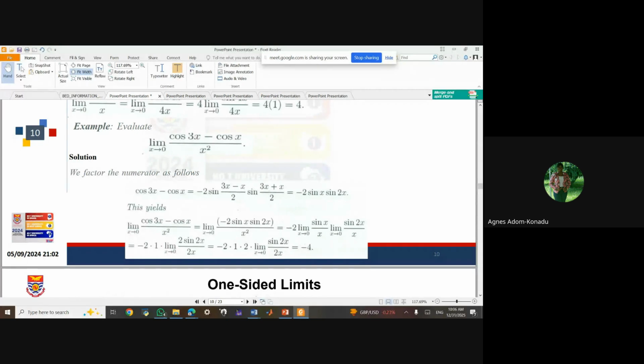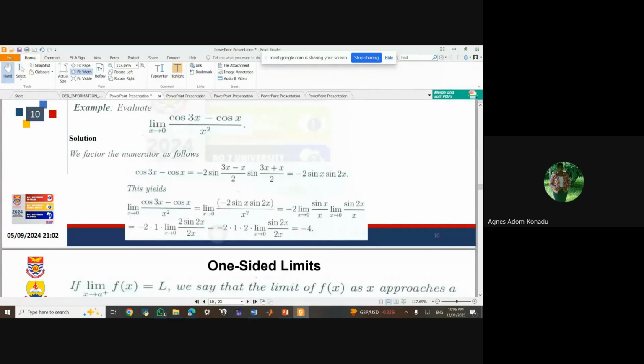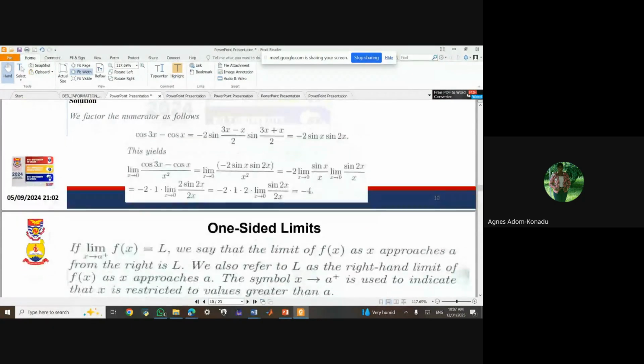The limit as x approaches 0 of cos 3x minus cos x over x. Here we have to use some angles. So please, you can take your time to look at this one. This we have triple angle and others. So I'm giving this one to you as an assignment. The solution is here, but I want you to go and revise your compound angles, triple angles, and then half angle. Then you apply them here.